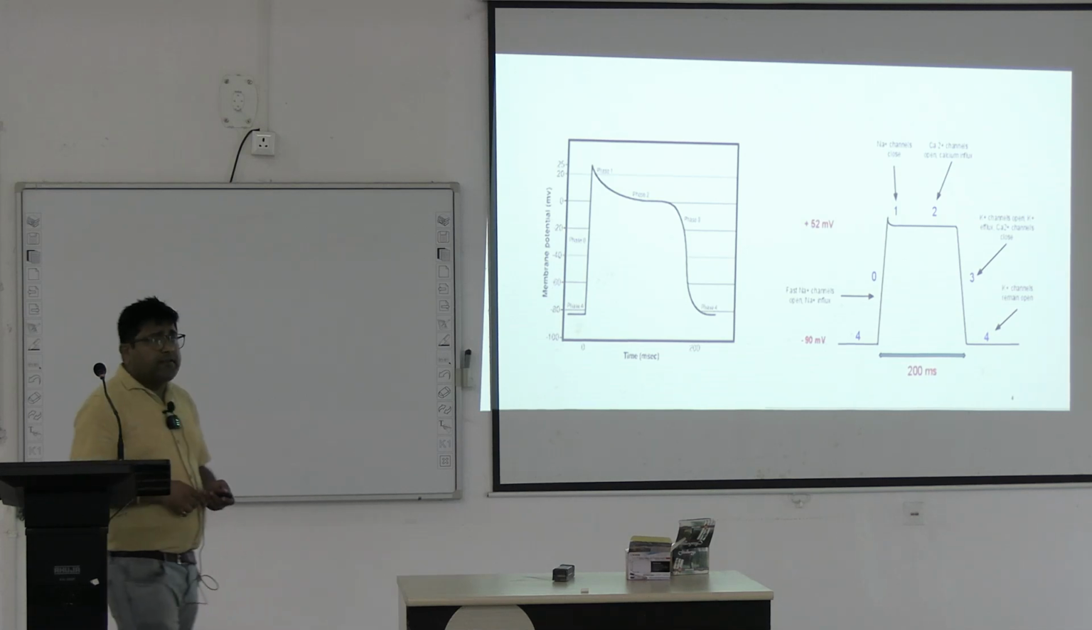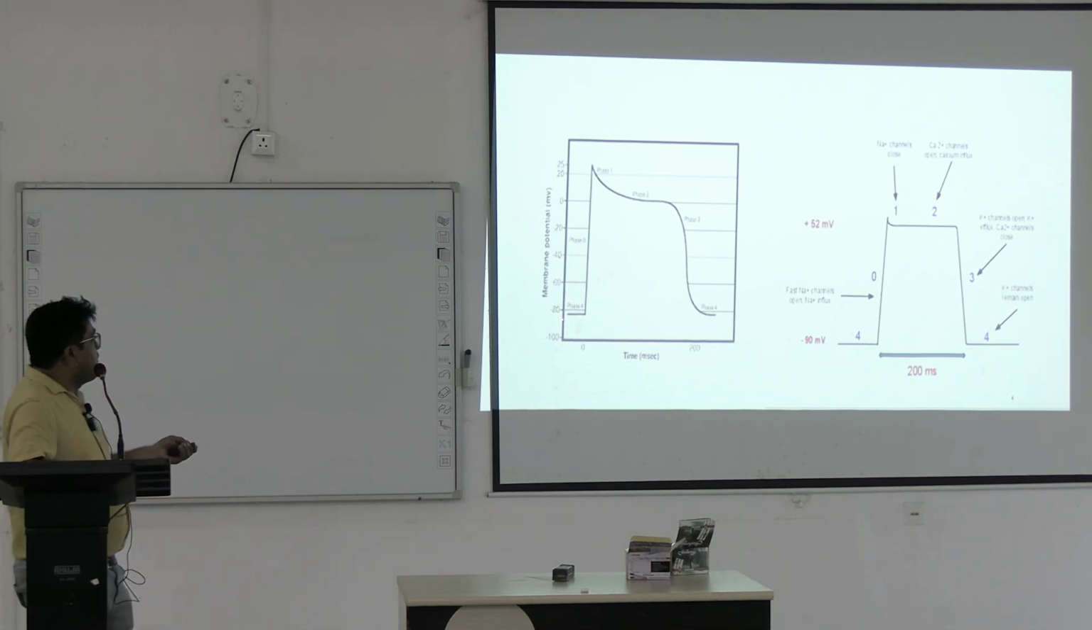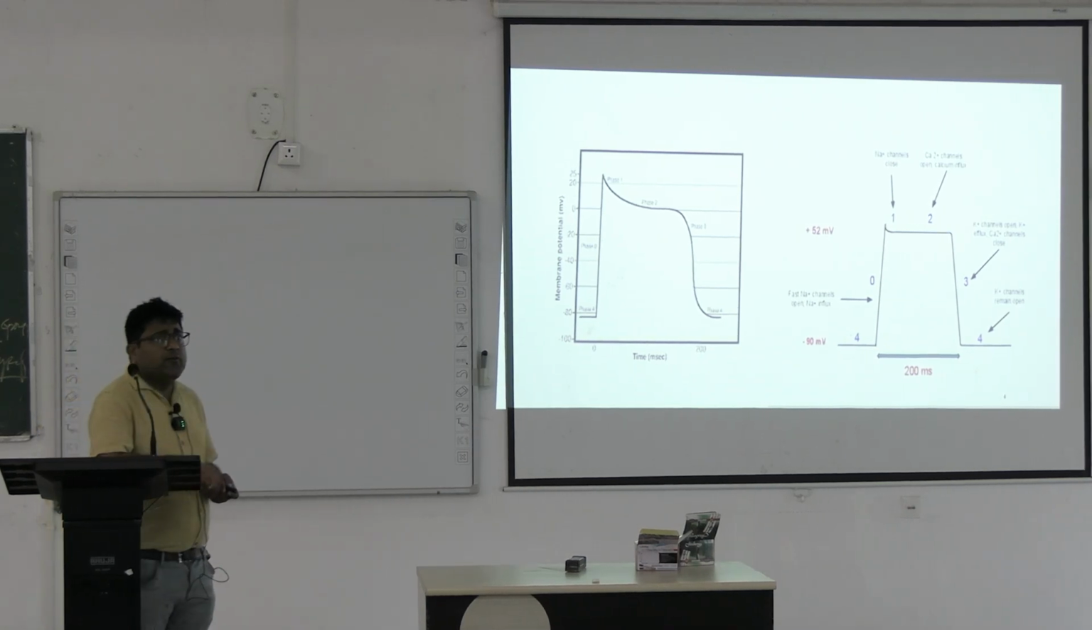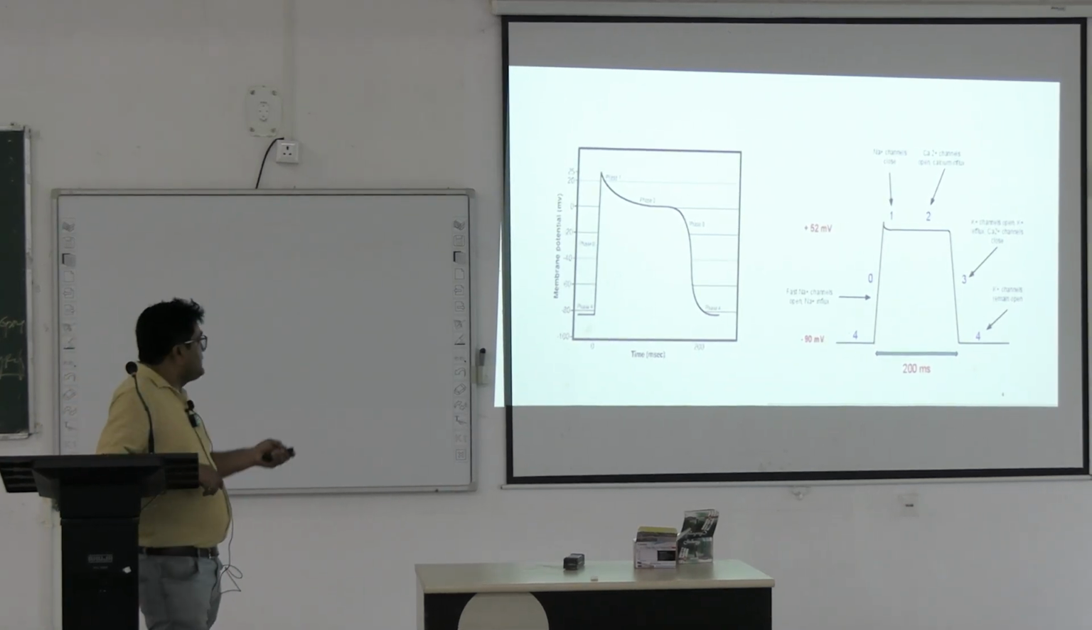Now, this is a cardiac action potential. Phase 0 occurs due to the opening of the fast sodium channel. This is phase 1, phase 2, phase 3 and phase 4. There is an influx of sodium. Phase 1 is the notch, because of the closing of the sodium channel.